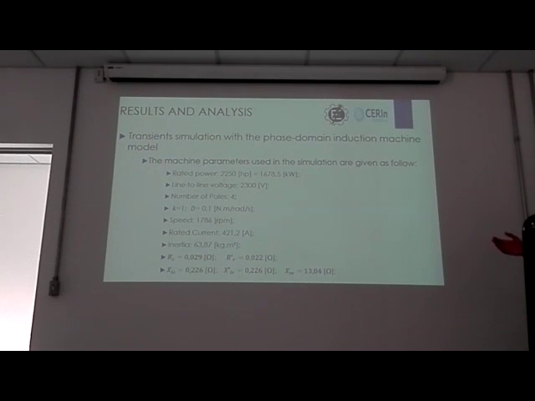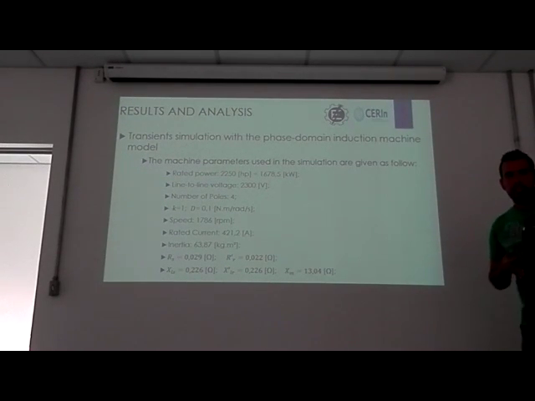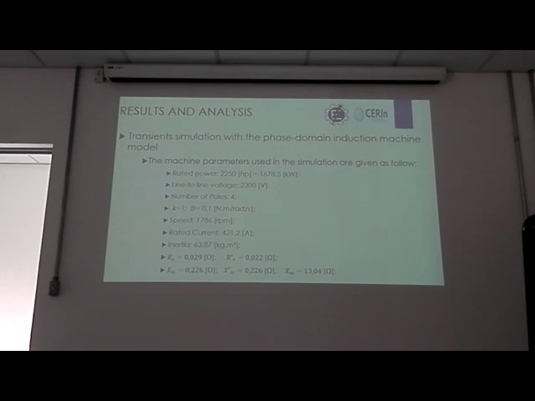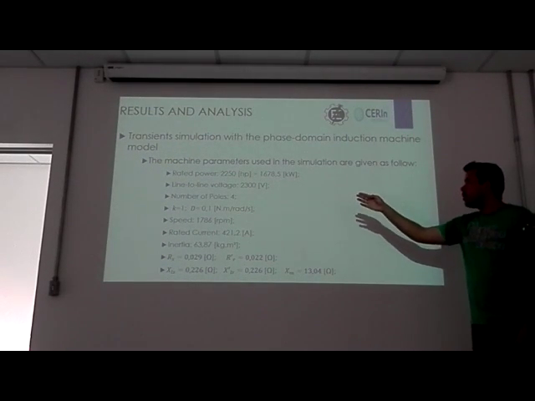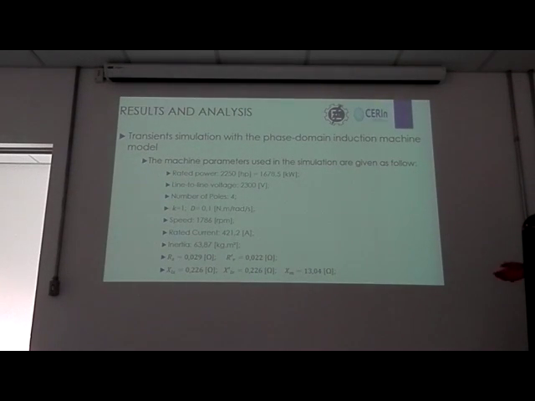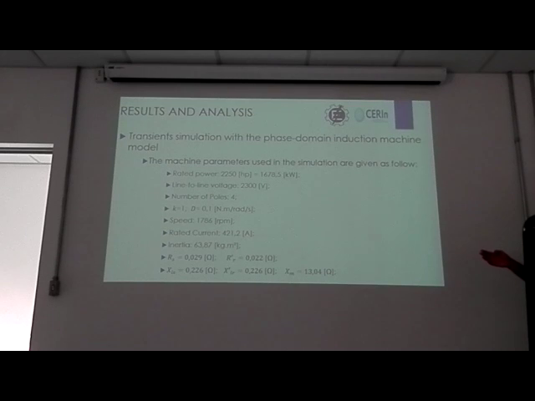This kind of machine, whose rated power is 2,250 HP, can be used in an oil pump station in remote areas, for example. So right here we have some parameters used in the simulation. Line to line voltage 2.3 kV, number of poles 4, K parameter equal to 1, the damping coefficient 0.1, speed 1786 rpm, rated current about 420, inertia is 63.87 kilograms times meter squared, and lastly we have the electric parameters of the machine.